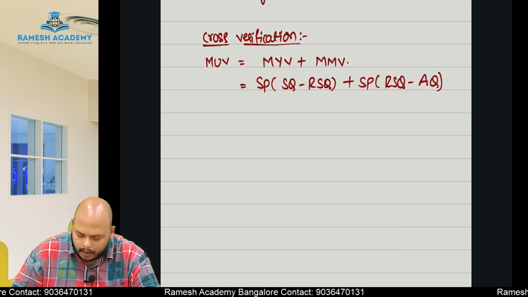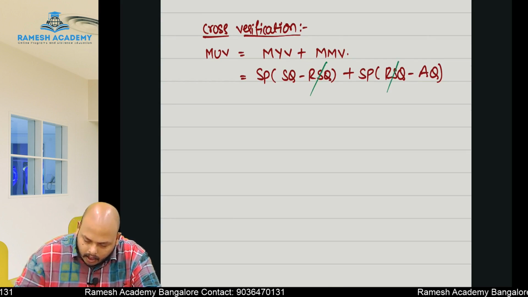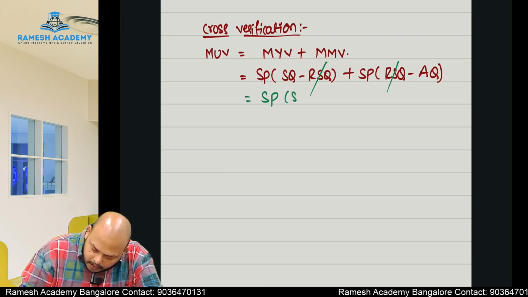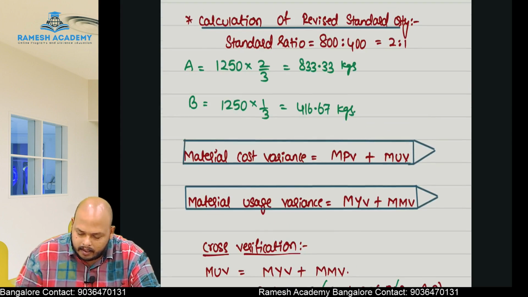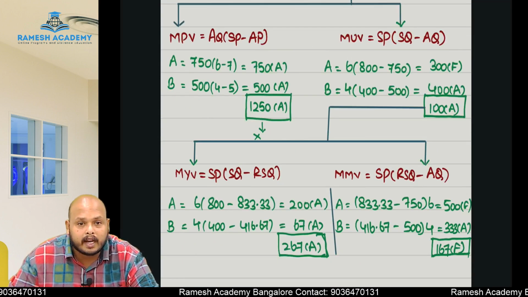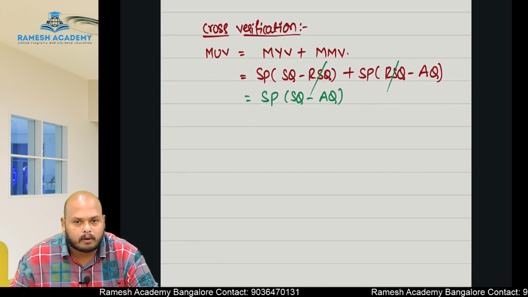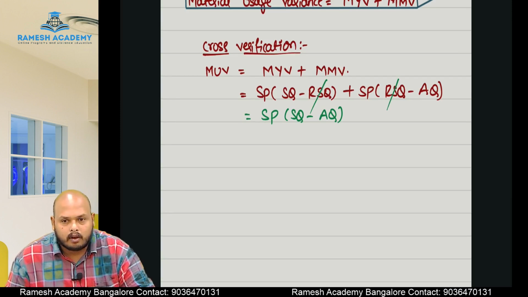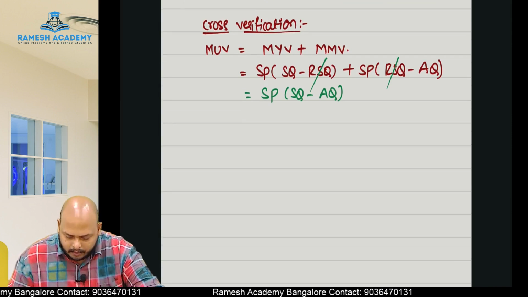When you write this formula, the minus RSQ in the yield variance gets cancelled with the plus RSQ in the material mix variance. So what is the final portion left here? Standard price into standard quantity minus actual quantity. That is nothing but material usage variance. This is how you have to cross check whether the answer you wrote is correct or wrong in the examination. Okay, next.